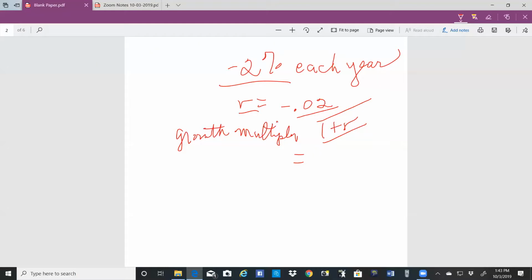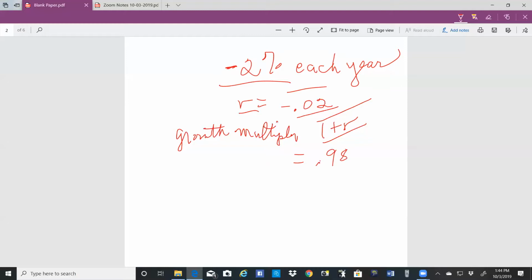Well, it's minus 2% each year is what the growth rate is instead of plus 2%, which you might be able to get on a bank account. So the r is minus 0.02. So what would the growth multiplier be? Miranda, you got an idea? It'd be 0.98, wouldn't it? 0.98.